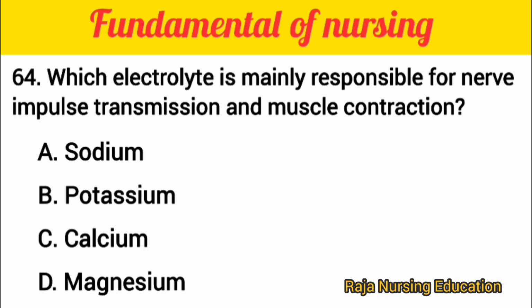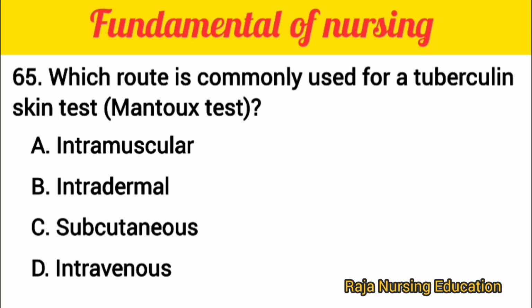Which electrolyte is mainly responsible for nerve impulse transmission and muscle contraction? The answer is C. Calcium. Which route is commonly used for tuberculin skin test or Mantoux test? The answer is B. Intradermal.